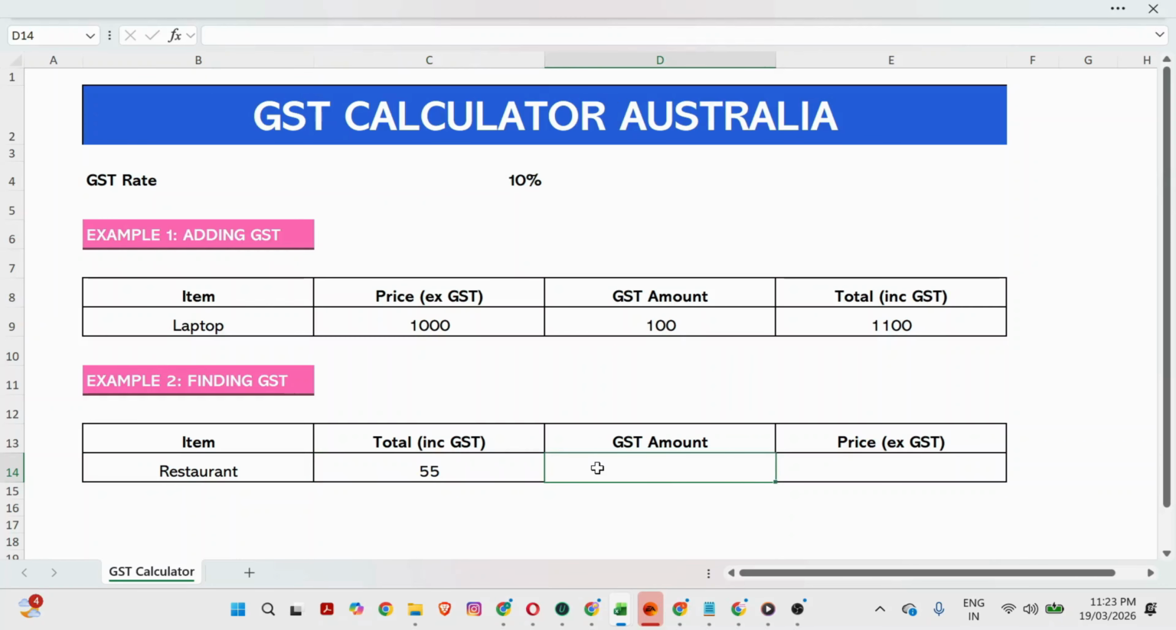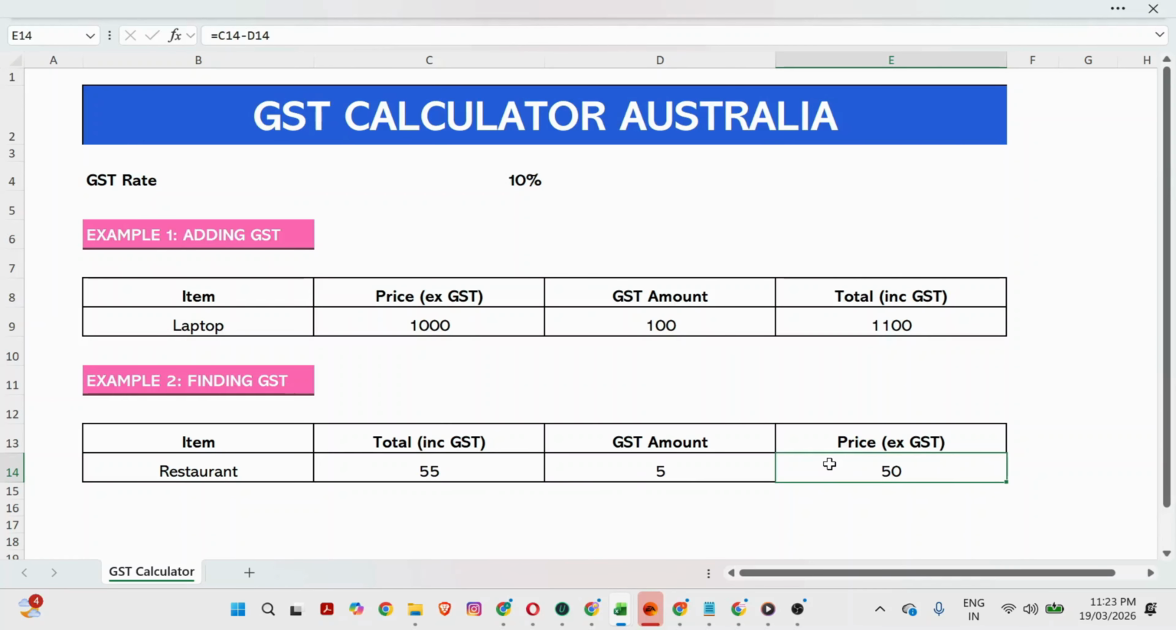So in Excel, equals C14 divided by 11 gives the GST amount. Then subtract it to get the price without GST. Equals C14 minus D14. Results? Restaurant, GST $5, ex-GST $50.